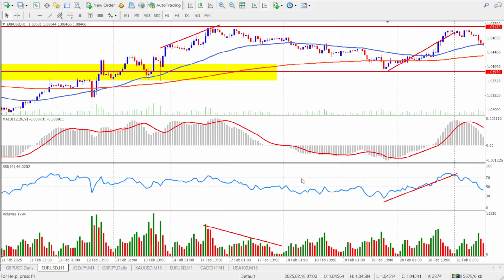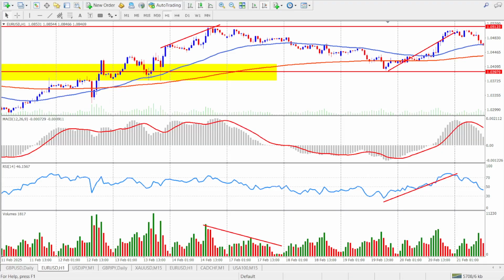And finally, do not make the mistake of entering too late. If price has already moved too far, you might be chasing the trend. So just look for early signs of convergence to time your entries better. Avoiding these mistakes will help you trade with confidence and precision.